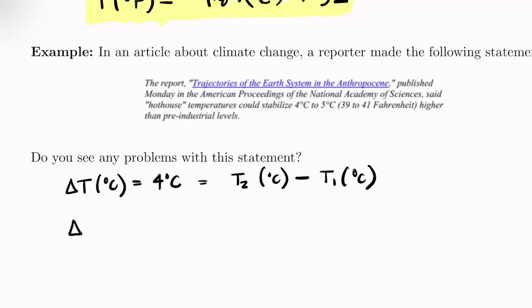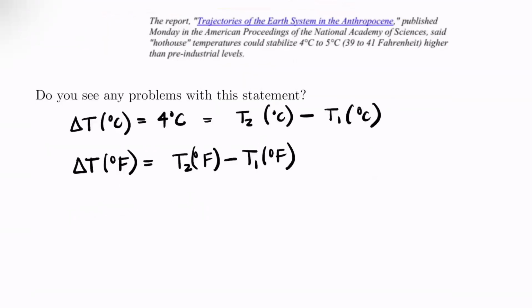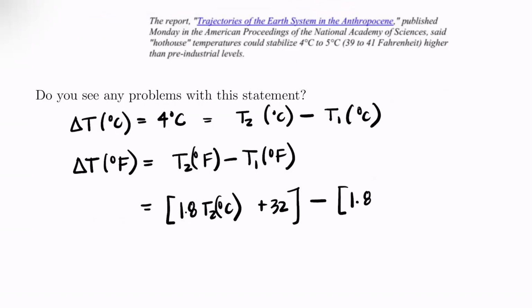And then they also want to compare that with a temperature change in Fahrenheit. So we have T2 in degrees Fahrenheit minus T1 in degrees Fahrenheit. All right, so let's actually do this conversion properly. So for T2, we would take 1.8 T2 in degrees C plus 32 minus 1.8 T1 in degrees C plus 32.